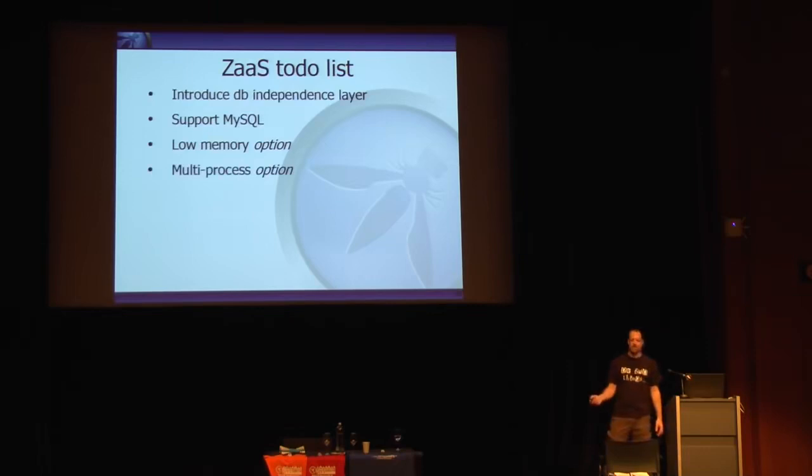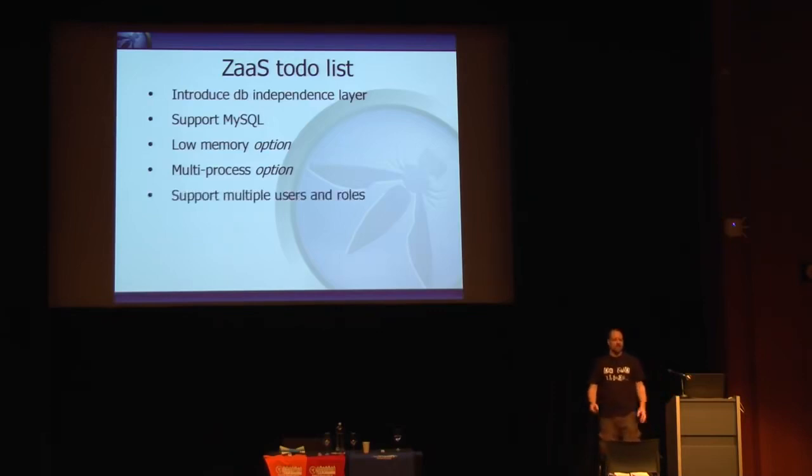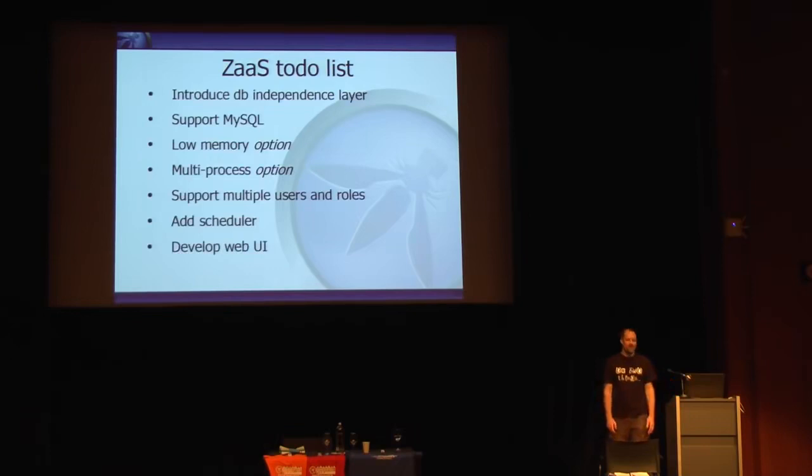We want a multi-process option. Again, on the desktop, we'll stick with one process probably, but we want these distributed processes across multiple servers, a whole range of different data centers, things like that. And we want to support multiple users and roles, which is another biggie. And there's a whole load of things, scheduling and managing sessions, and there's massive things in there. And we need to develop a web UI. So that's pretty significant. And we're going to need a full security review.